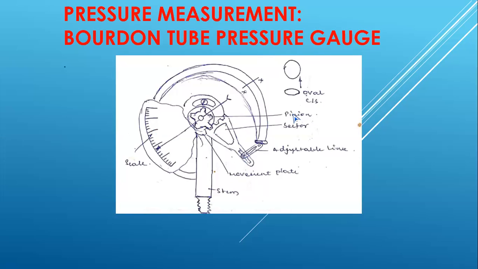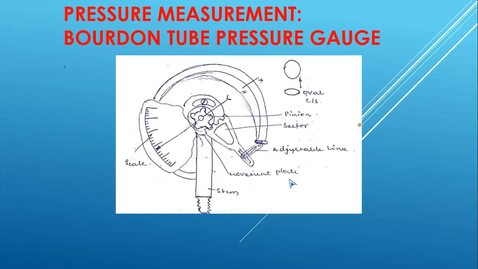All of you write down the question in your fifth module. Second question in the fifth module: explain briefly the Bourdon tube pressure gauge.